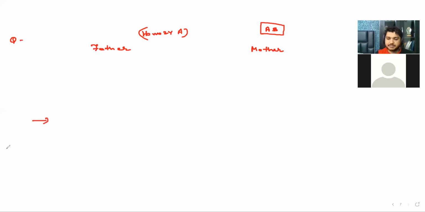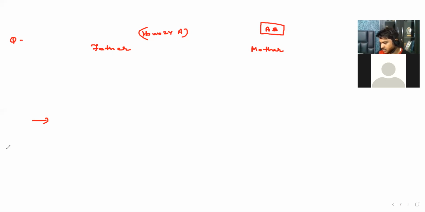Can you tell me what would be the blood group of the baby? Hold on, give me a second. Sure, let me write it down. IA, and then this is what the mother is, IAIB. Okay, I can do this.